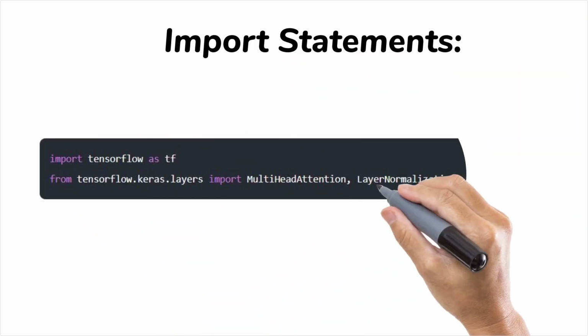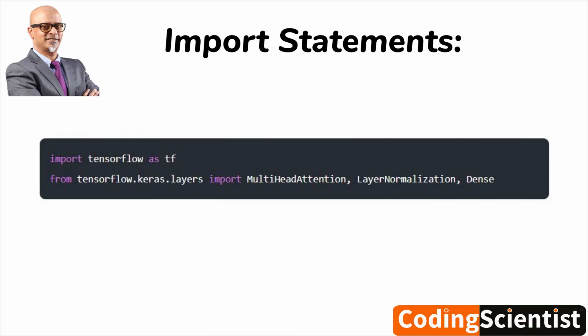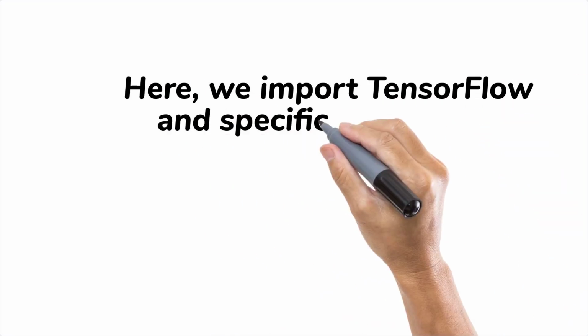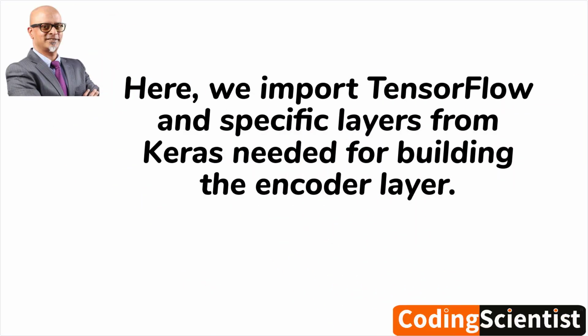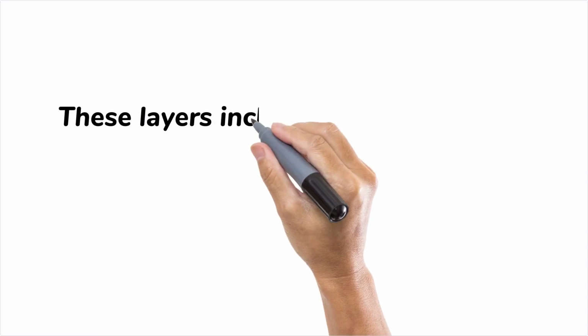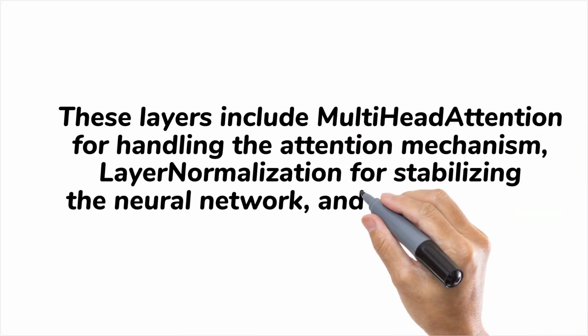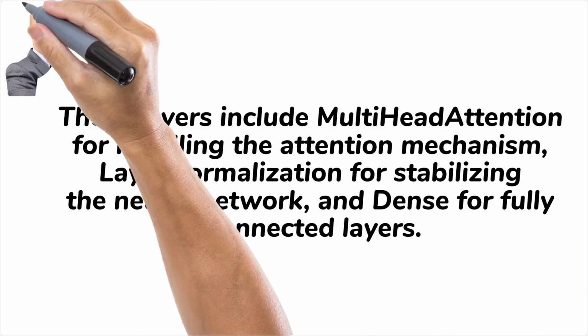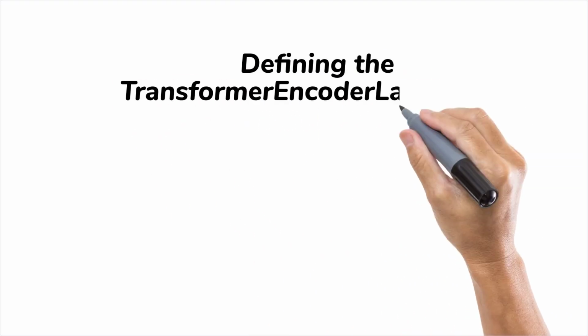Import statements. import tensorflow as tf, from tensorflow.keras.layers import MultiHeadAttention, LayerNormalization, Dense. Here, we import TensorFlow and specific layers from Keras needed for building the encoder layer. These layers include multi-head attention for handling the attention mechanism, layer normalization for stabilizing the neural network, and dense for fully connected layers.